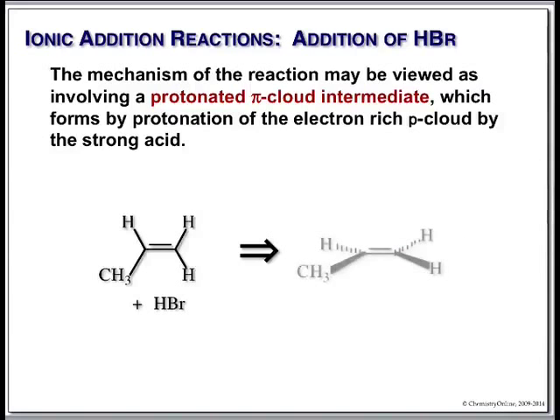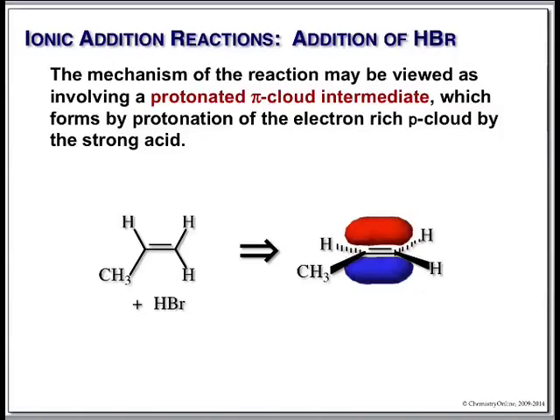Now, most people don't address this as part of the mechanism, but I do because I think it's important to understand exactly how the carbocations that can form do. This is our simple MO diagram for our pi system. And again, as we saw in the electrostatic potential map, there is lots of electron density here.